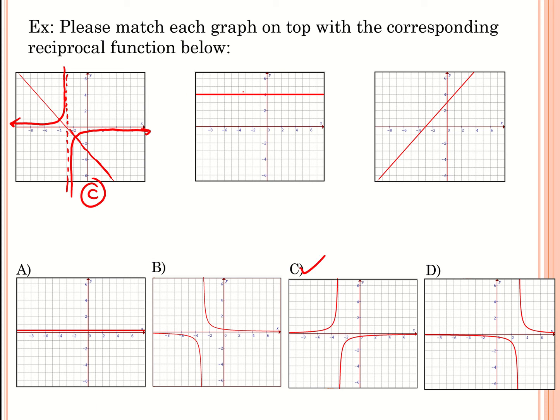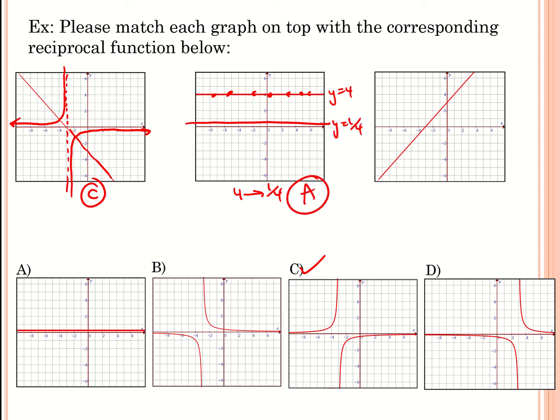Second one, this is the line where all the y values are going to be 4. Okay, so no matter what point you pick, the y value is always 4. So the reciprocal of 4 is 1/4, right? So the reciprocal of 4 becomes 1 over 4. So that means if you were to get the reciprocal graph, it'll be everything in the bottom over here. So y equals 1/4. So the second one is A.